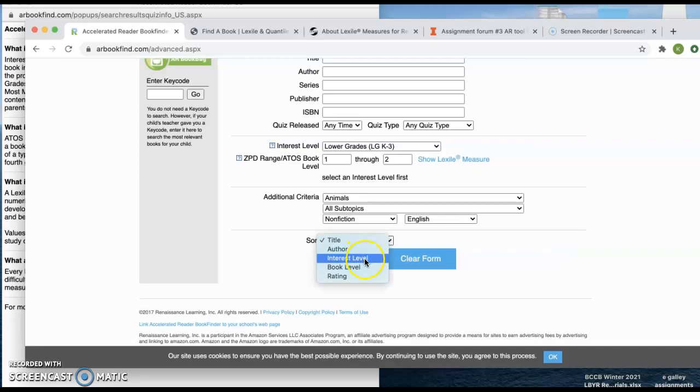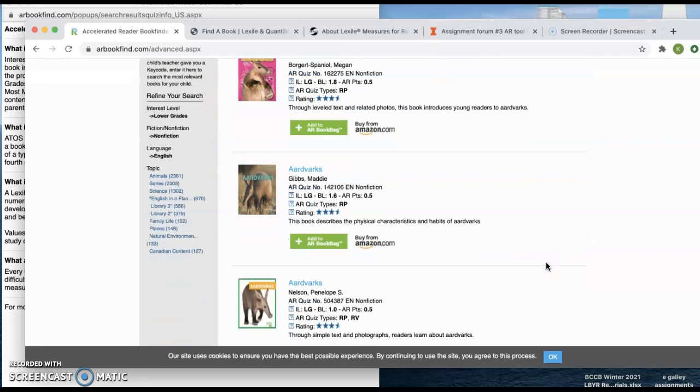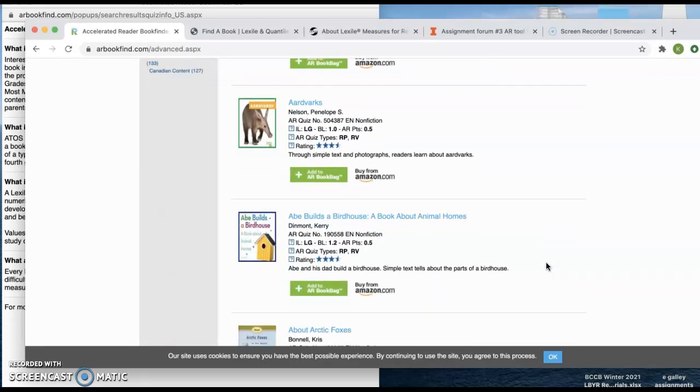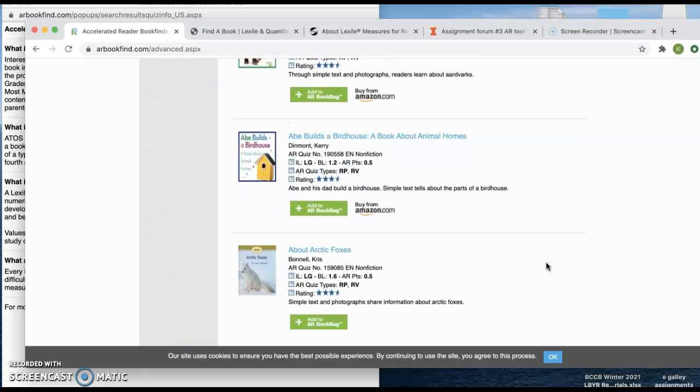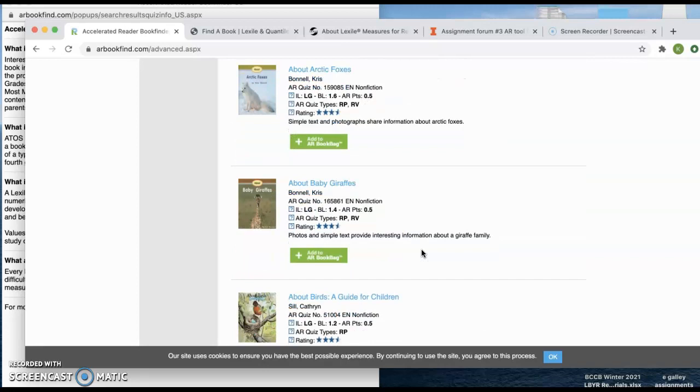Let's start again, we'll just do title. The sorting is something that you can mess around with and see what you get. And that's what I want you to do with this, to play along with it and see what you have. So a lot of what's going to come up now are those easy readers that you see in series, like All About Arctic Foxes, series nonfiction, and that's perfectly fine. These might be good recommendations.